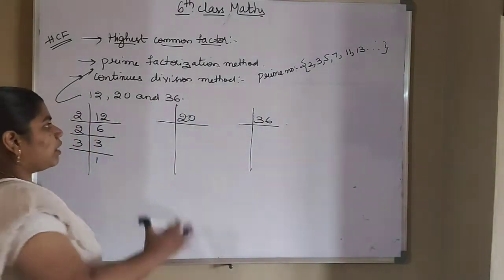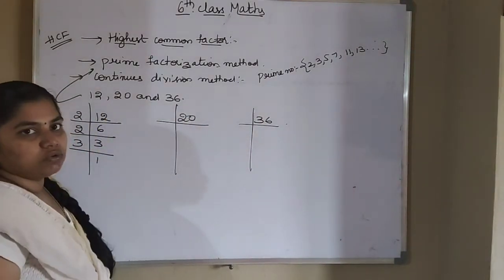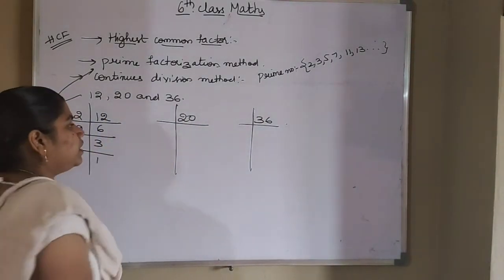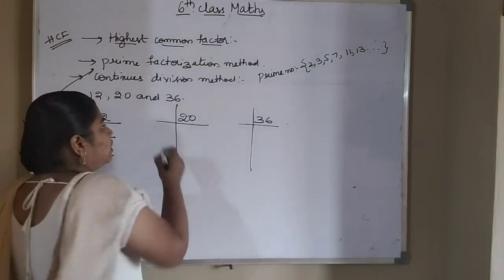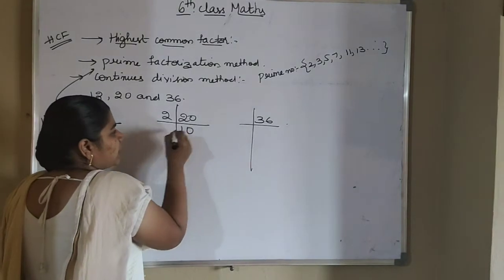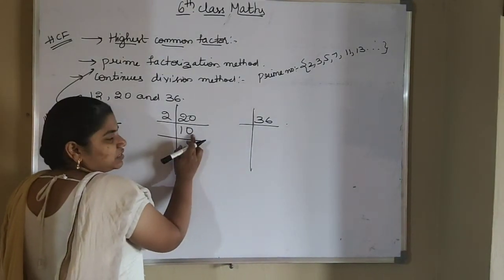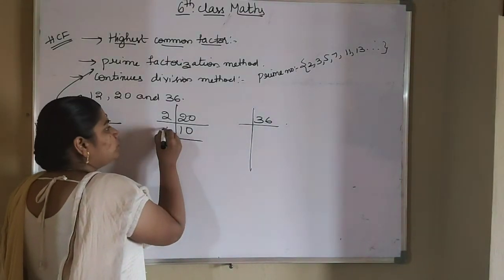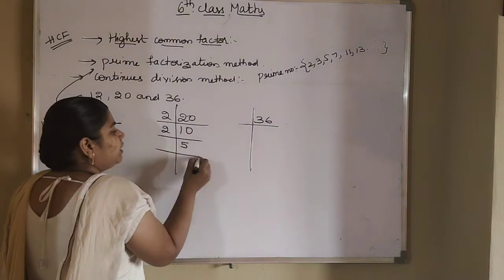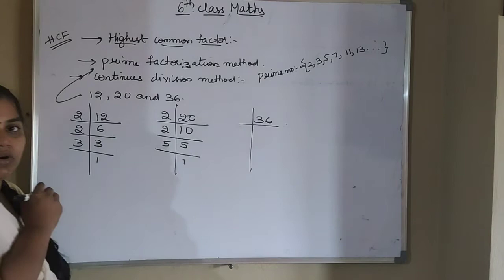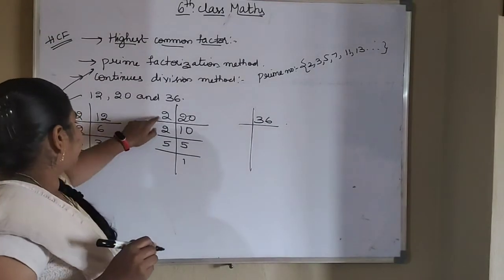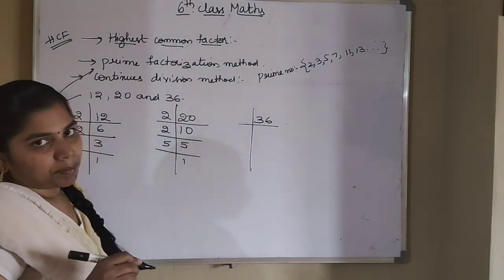Now coming to 20. We will see how to factorize this 20. The last digit is an even number, so you can use the 2 table. 2 tens are 20. Again the last digit is an even number, so you can use 2. 2 fives are 10. Here 5 is a prime number. 5 ones are 5. Here 2 is a prime number, 5 is also a prime number.